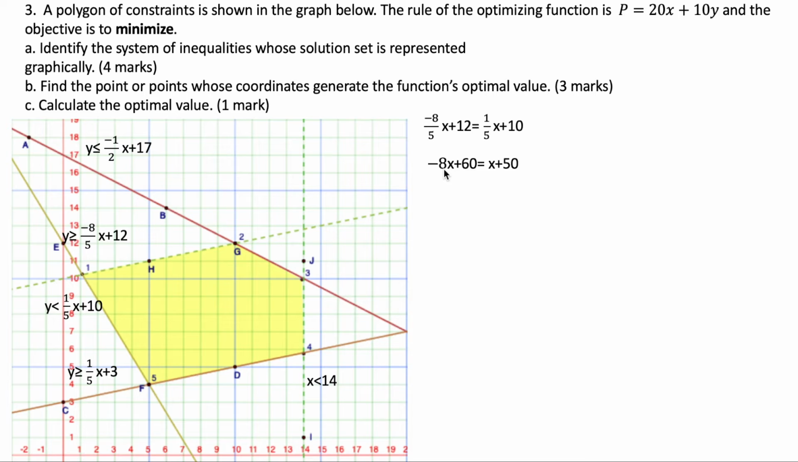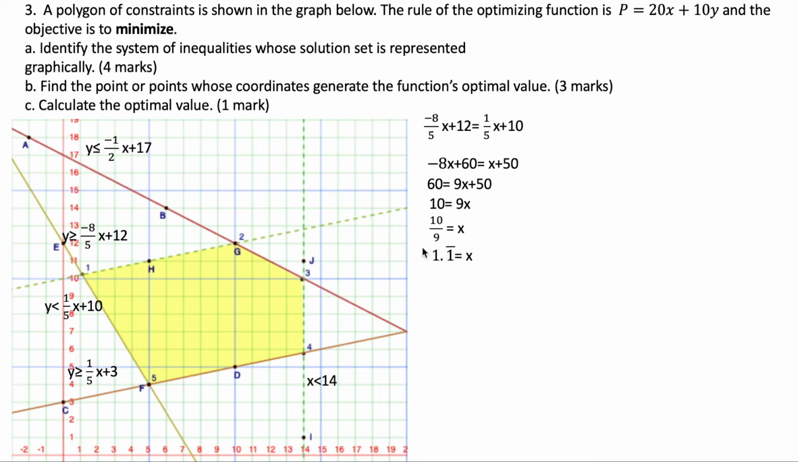I want to get rid of this negative 8x, so I'm going to add 8x to both sides. We end up getting 60 is equal to 9x plus 50. I want to get rid of the 50, so I subtract 50 from both sides, and that gives me 10 is equal to 9x. To get the x all alone, I divide both sides by 9. That gives me 10/9, or 1.1 repeating. 10 divided by 9 is 1.1111111.